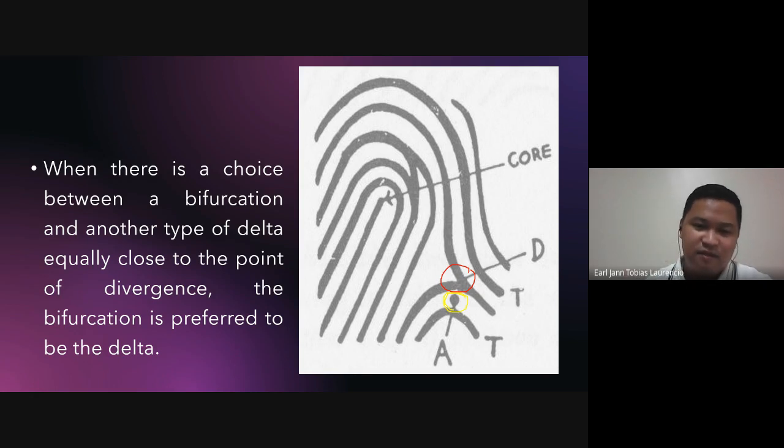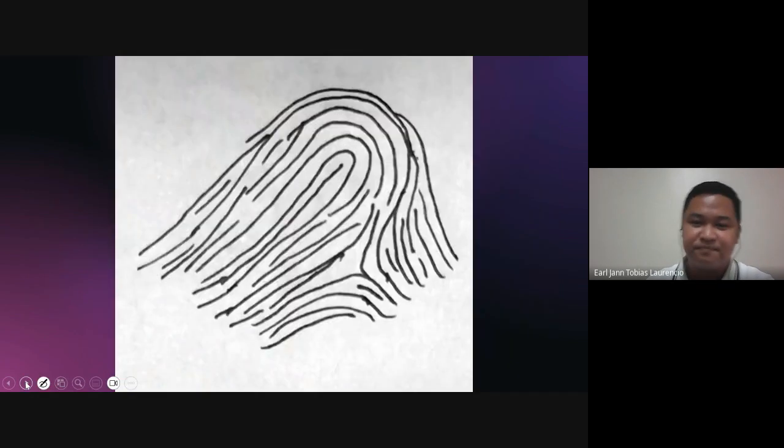Now, for example, if the bifurcation that was encircled with red does not open towards the core, what are you going to select as the delta? We will select now the ridge dot, okay? Because the ridge dot will serve now as the delta, due to the fact also that it is located on the point of divergence. Okay? Hope that is clear to you also. Let's move forward to the next one.